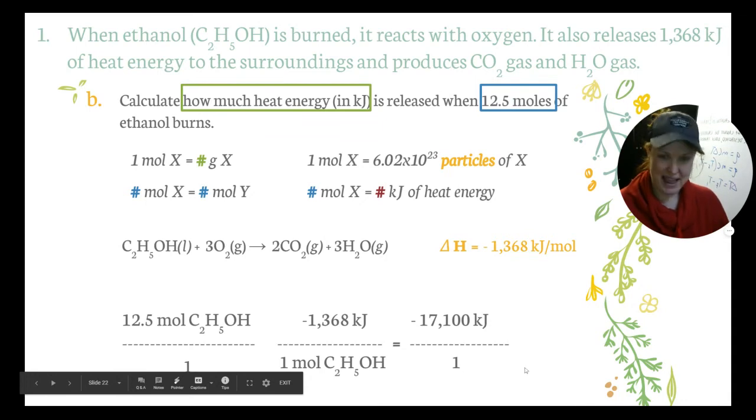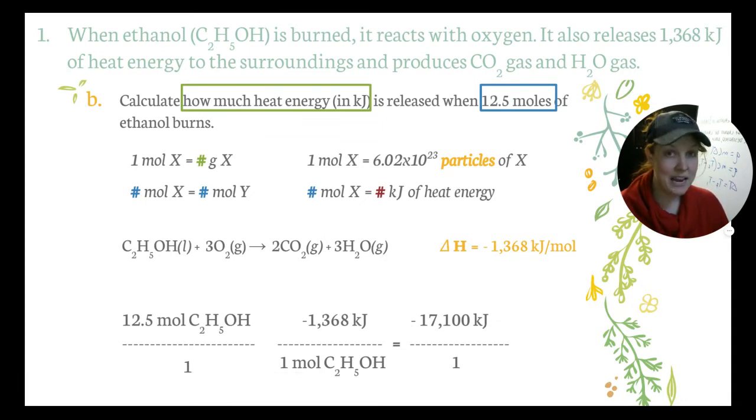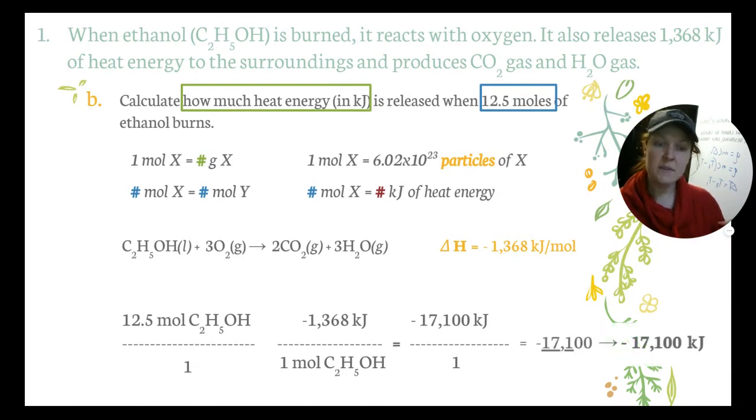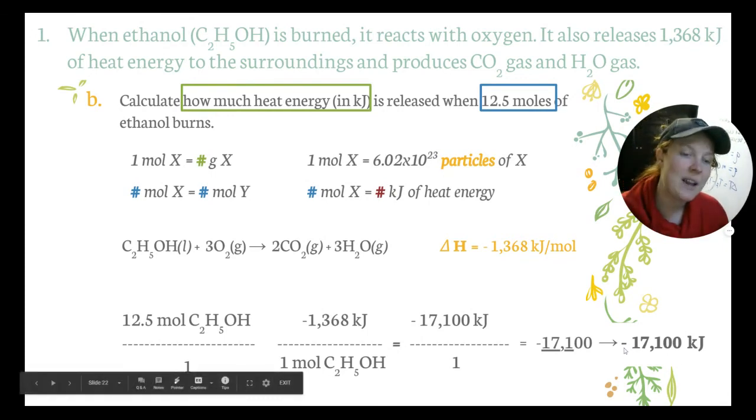17,100 divided by 1, and notice that I have a negative in front of there. I'm still using that negative. It's still a part of my equation. It's still part of my calculations. And then we're going to divide the top and bottom, and that gives us negative 17,100 kilojoules. And that's not of ethanol. That's just kilojoules of heat that were released. But you don't even have to say released because you have that negative sign there.